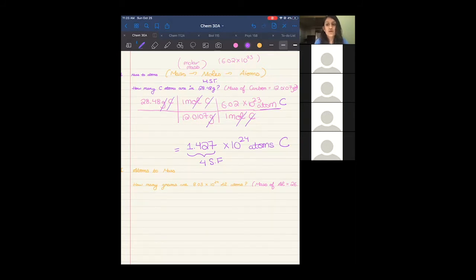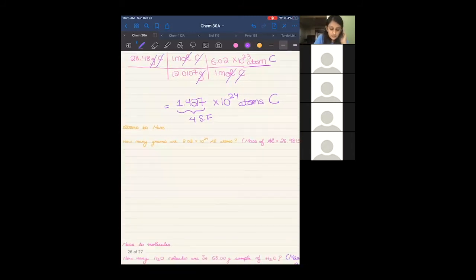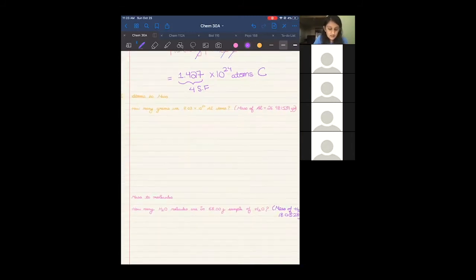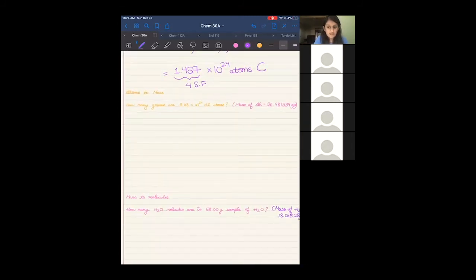Okay. So I just want to say, if you have any questions, stop me right away, because from now on the problems are going to get a little more complex. Okay. So we'll move on to the next one. So now here we are converting atoms to mass. So we're going the opposite way.